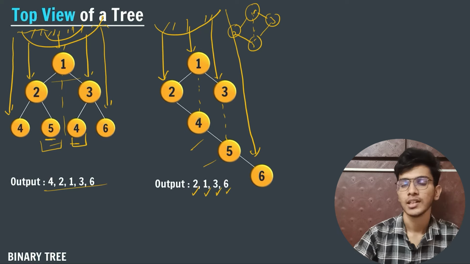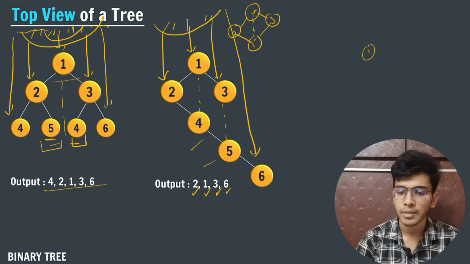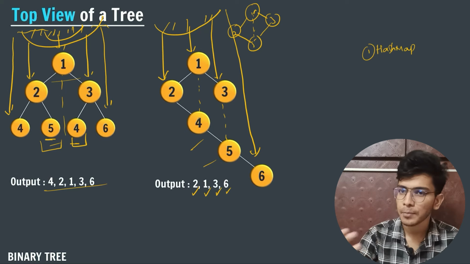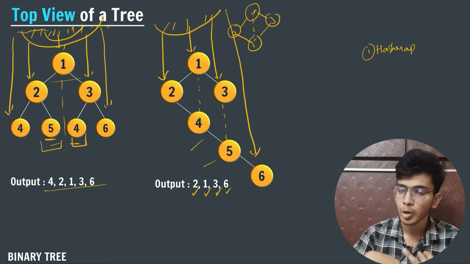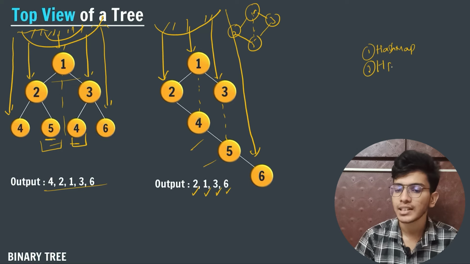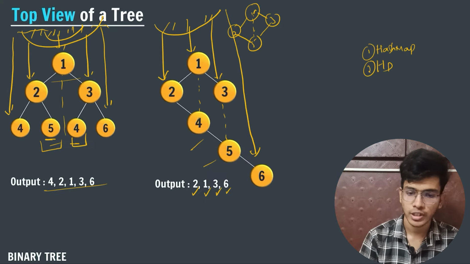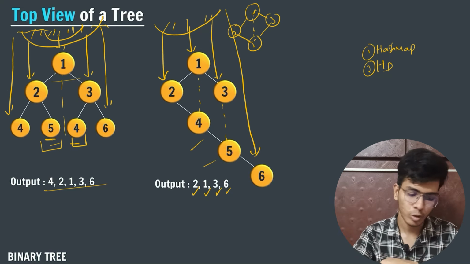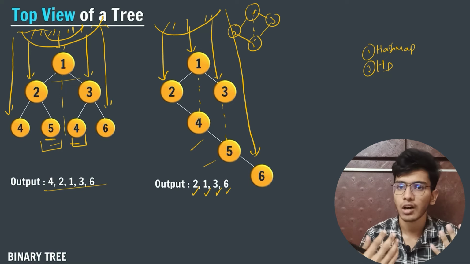Now how are we going to do this question? To do this question, we are going to use 2 new concepts. The first concept is a hash map. I know that we haven't studied HashMap, and in the upcoming chapters we will talk about HashMap in detail. There is a separate chapter, a separate session about HashMap or maps in general, right? And the second concept we are going to use is horizontal distance of a tree.